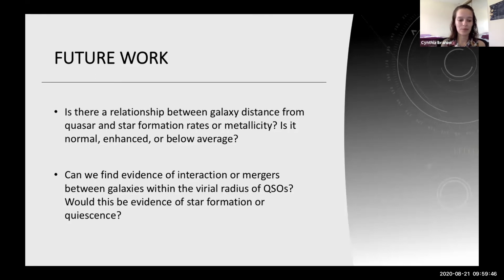hoping that there's more galaxies within a certain range of the quasar, and asking questions like, is there a relationship between the galaxy distance from the quasar and star formation rates or metallicity? Metallicity is something that we'll definitely be looking at in the future. Is it normal, enhanced, or below average? And can we find evidence of interaction or mergers between these galaxies, specifically within the virial radius or the CGM boundary of quasars? And again, would this be evidence of star formation or quiescence? That's all. Thank you.